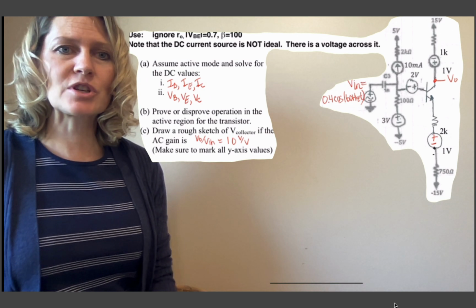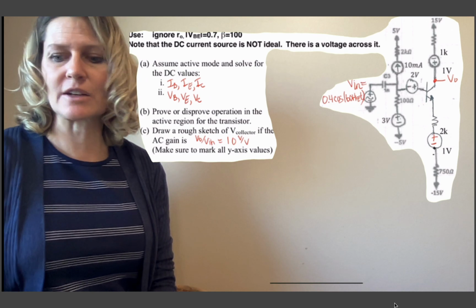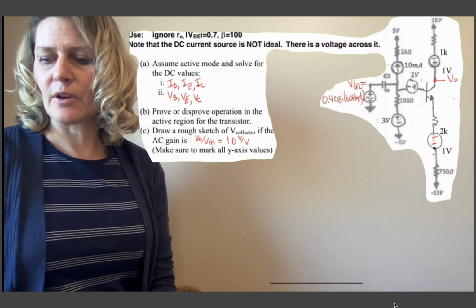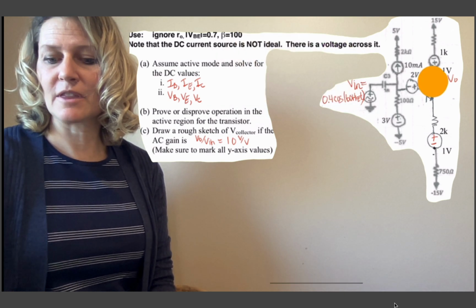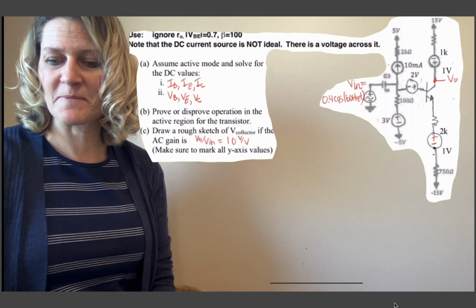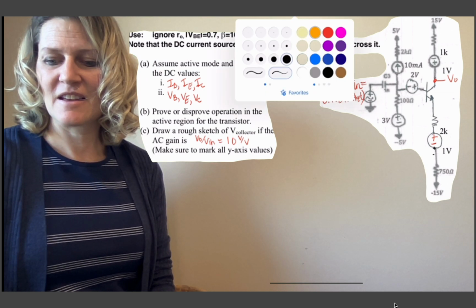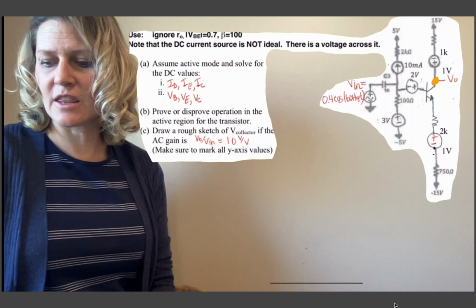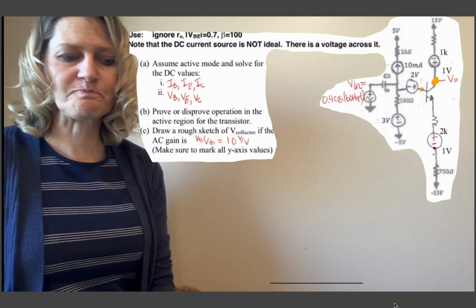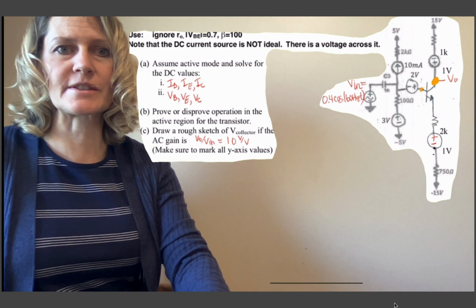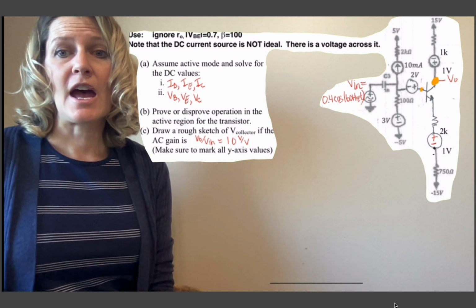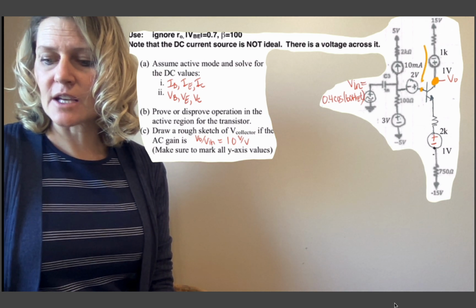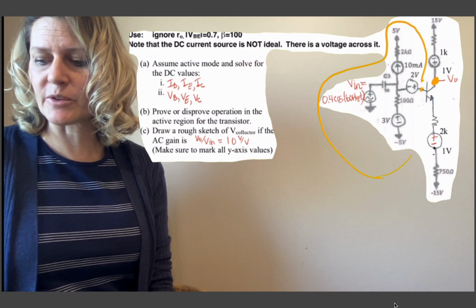Remember, the active region condition is when the voltage at the collector is greater than the voltage at the base. So here would be the collector, and then this would be my base location. The first thing you notice is that this is a little bit more complicated circuit at the base location. So we're going to disconnect it at the base and take a Thevenin equivalent of this portion.